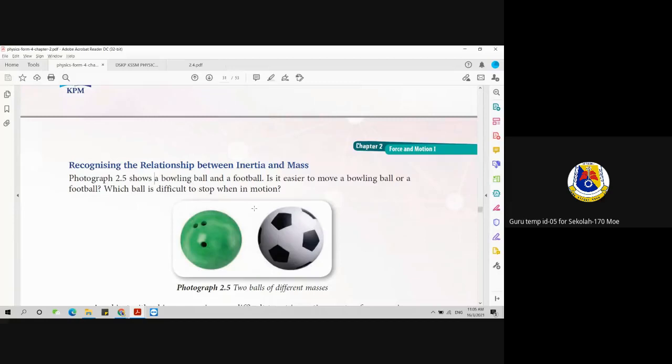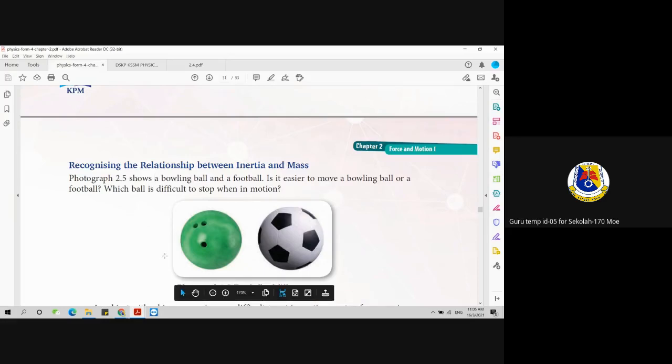Let's think about it in another way. A football is meant to be kicked, right? So how about if we kick a bowling ball? If we kick the bowling ball, our leg will hurt. A football you can easily kick and it flies, maybe it will fly and break the mirror.